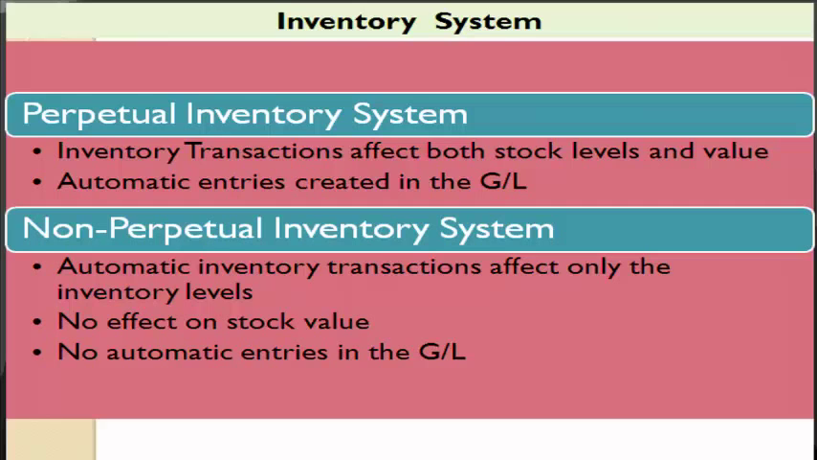In our business example, we will work with a perpetual inventory system, so this is what you will see in the demonstration and in the exercises later on. The other choice is to use a non-perpetual inventory system, in which sales, purchasing, inventory and production transactions automatically create inventory transactions, which will affect only the inventory levels and have no effect on the stock value. So the transactions in a non-perpetual inventory system do not generate automatic inventory related monetary entries directly in the general ledger.